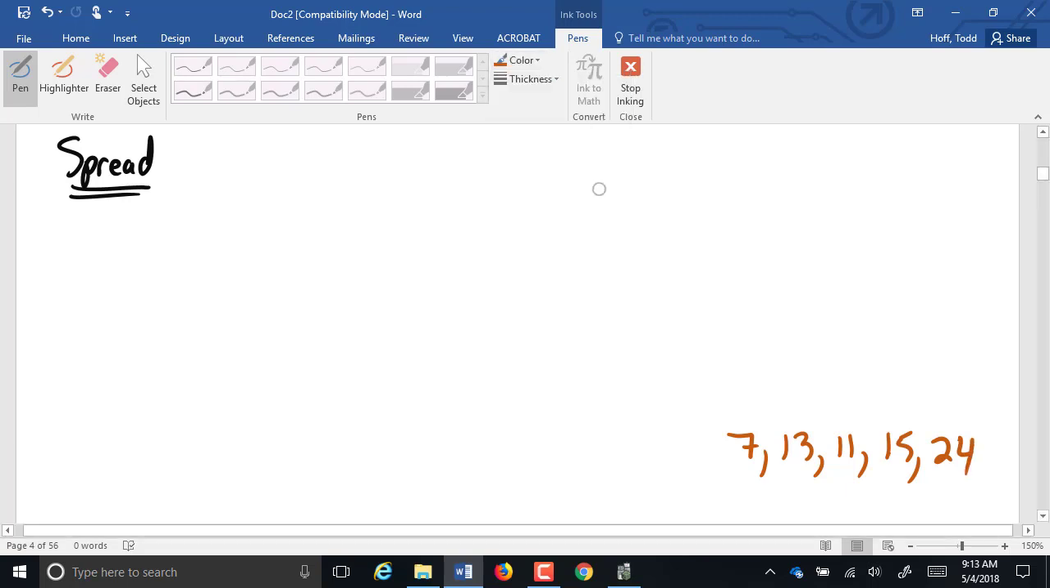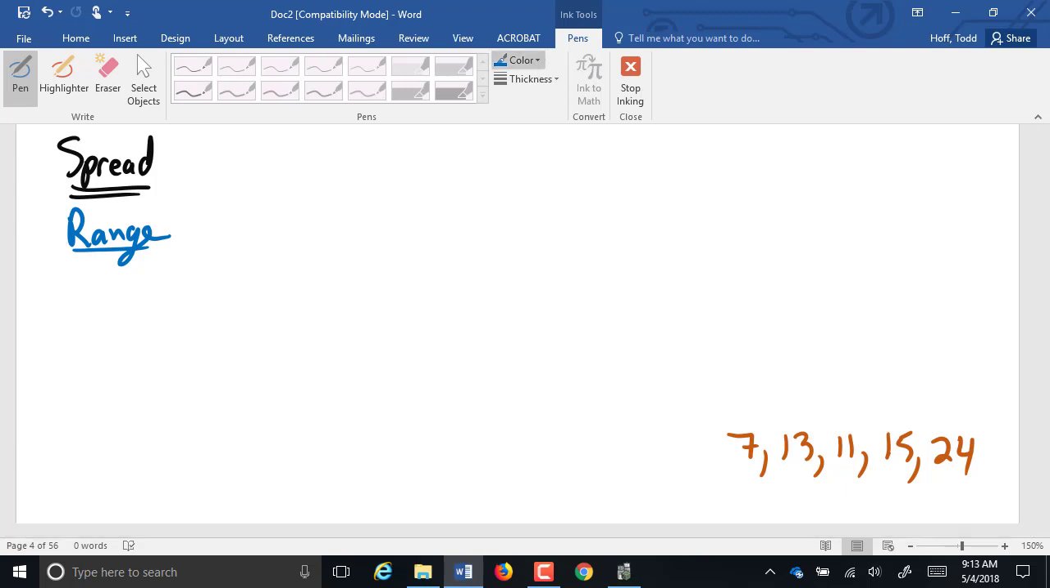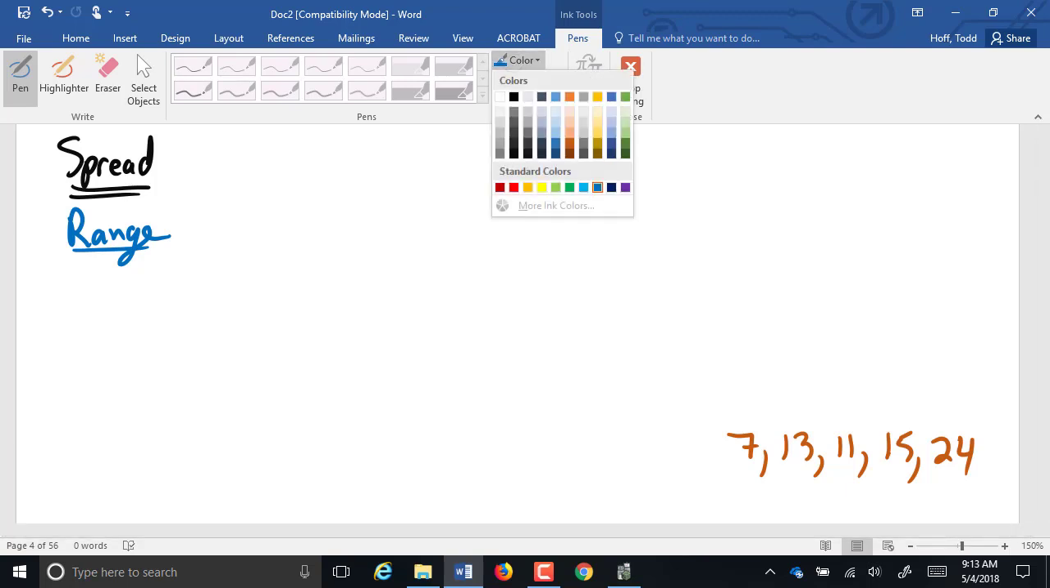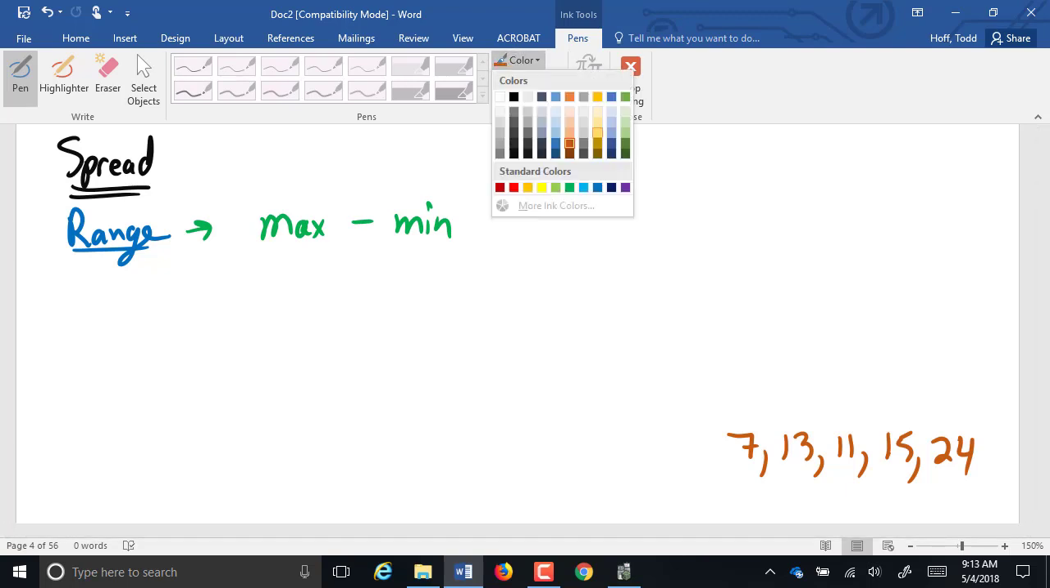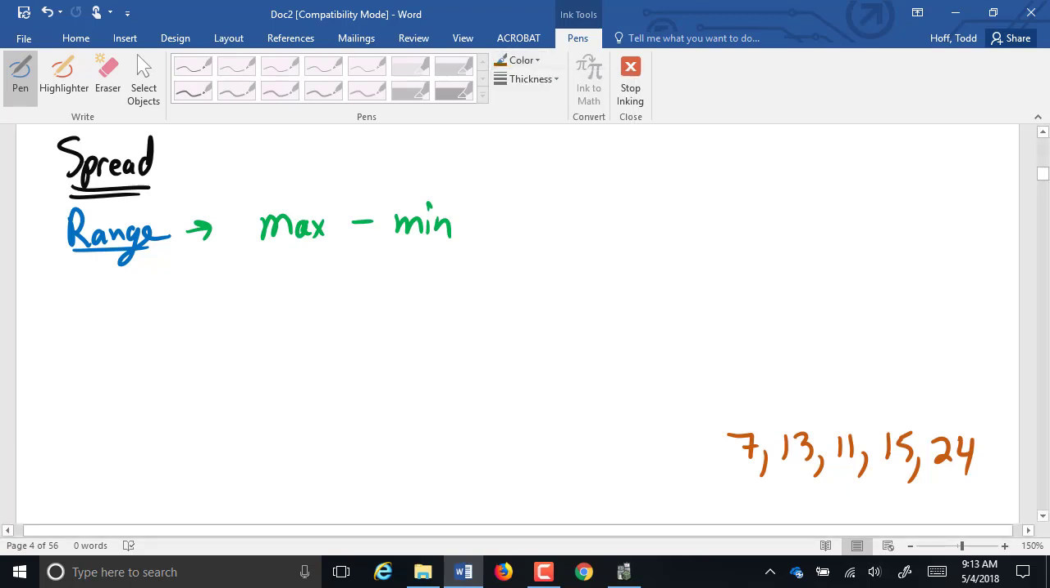For spread, the first one that we're going to have is the range. The range is simply, kind of like the mid-range, max minus min. The biggest minus the smallest. So what's the biggest number in that list? 24 is the max. What's the smallest number in the list? 7. So 24 minus 7 is 17.